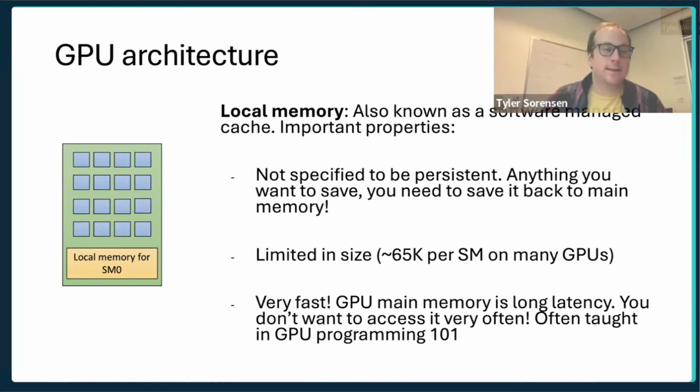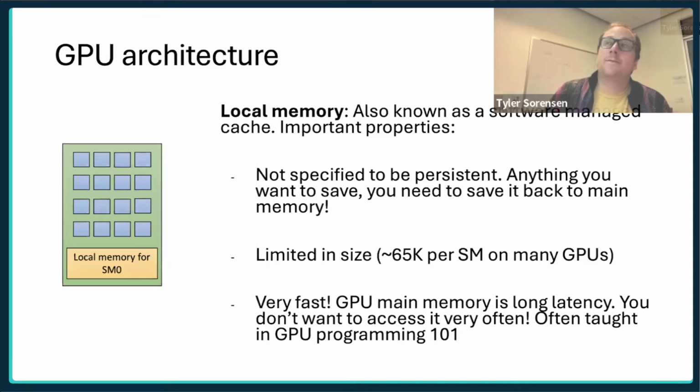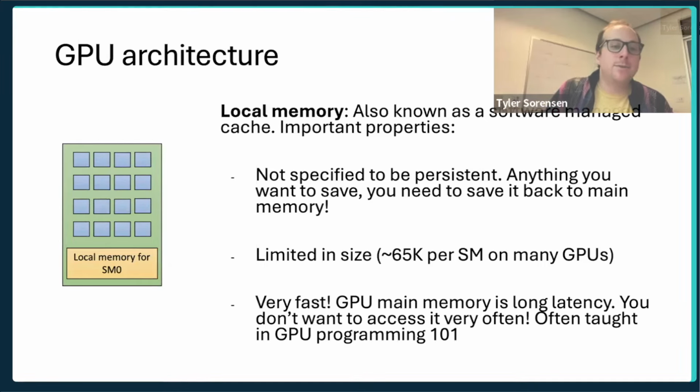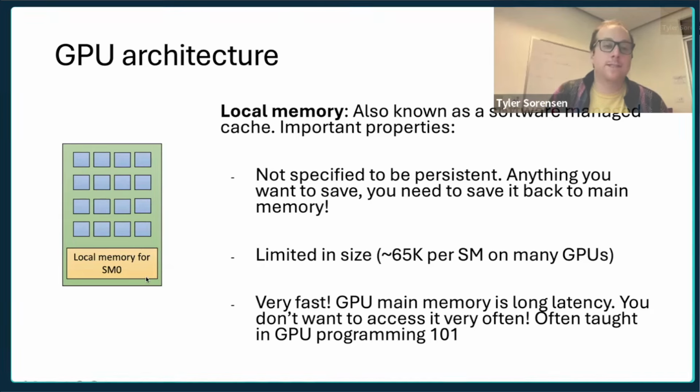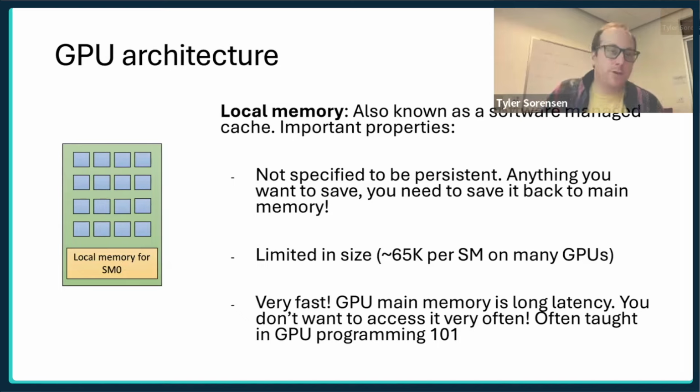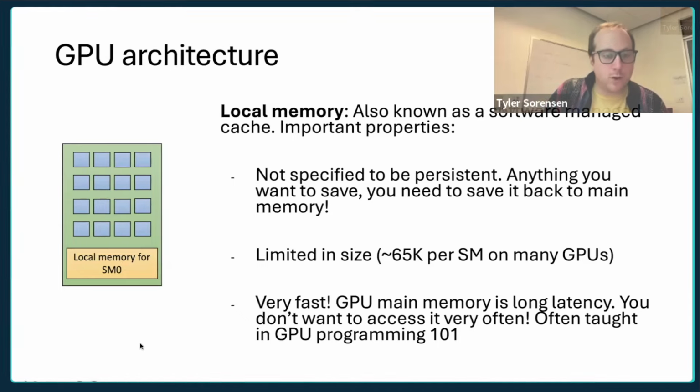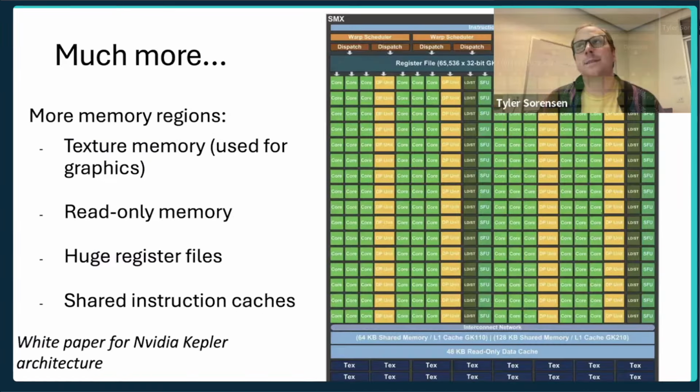Because of this, for those of you who have taken a GPU programming 101 class or anything like that, typically using this local memory or shared memory is one of the first things you learn. Basically, any memory that you're going to use, load it in from your slow global memory and put it in your local memory. This was a very simple overview. There's much, much more.